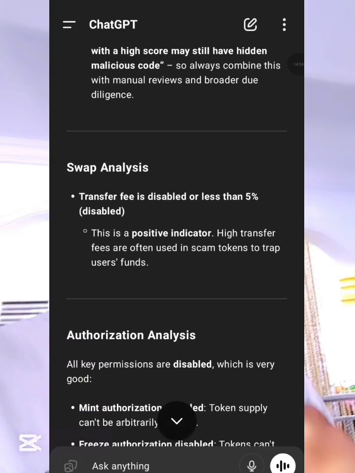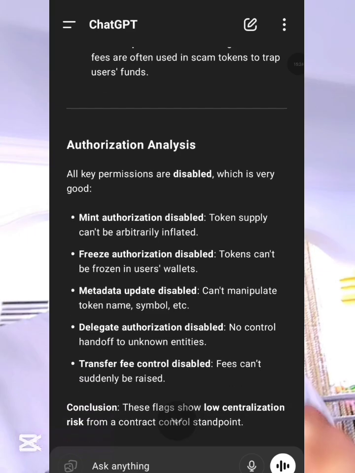Now the swap analysis, where ChatGPT wants to explain things to us in a simpler manner. It's telling us the transfer fee is disabled, or less than 5%. This is a positive indicator. High transfer fees are often used in scam tokens to trap users' funds. As I've actually said, now the authorization analysis: all key permissions are disabled, which is very good.